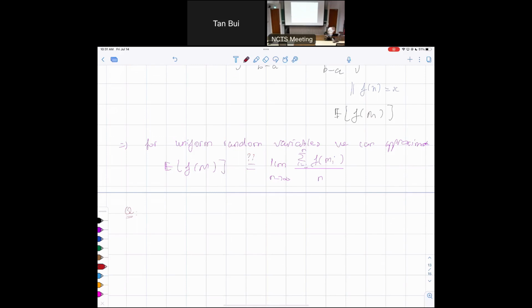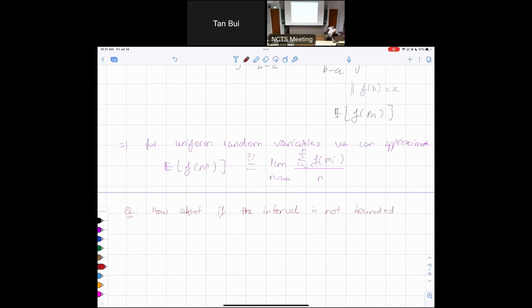Now the question that we're going to ask: how about if the interval is not bounded?